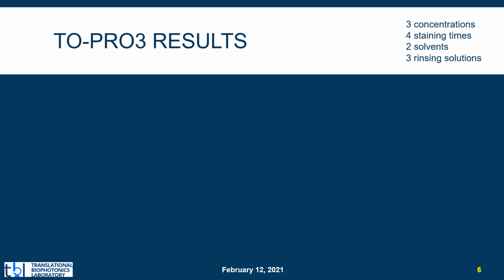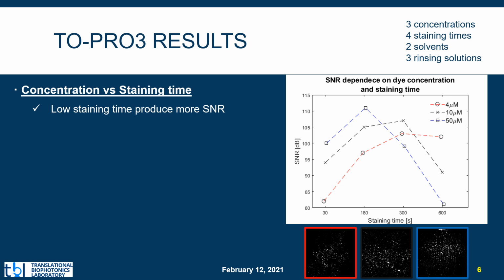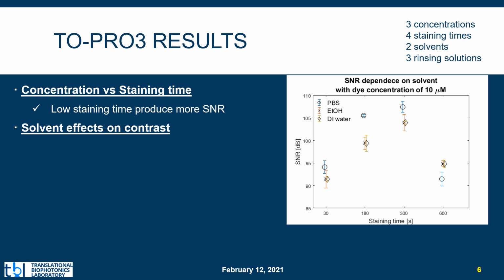For TO-PRO-3 imaging, we use 3 dye concentrations, 4 staining times, 2 solvents and 3 rinsing solutions. We can see that for this dye, the optimal staining time is also between 3 and 5 minutes. Also, we observe higher SNR at shorter staining times with TO-PRO-3 than with DRAQ5. Image segments show peak SNR for each concentration. Solvent solution did not produce any significant effects and had a comparable SNR.